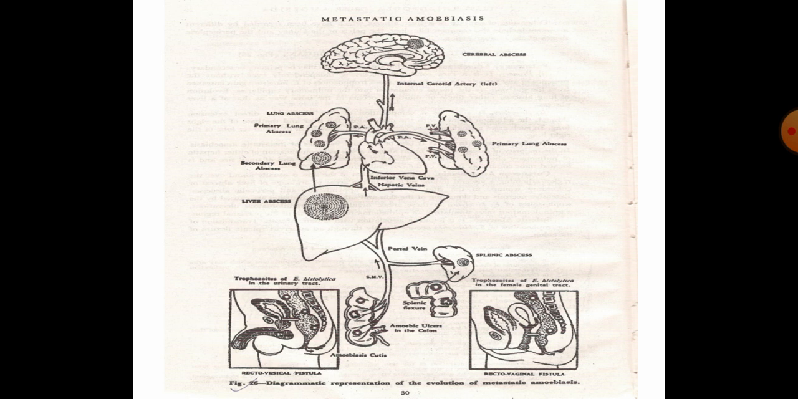Again, this is a picture where you can see that from the intestine it goes into the liver. From the liver, the trophozoites can go into the lungs and cause an abscess there, then into the brain, into the spleen, into the genitourinary regions of both males and females. It can also result in amoebiasis cutis. So this is all about extra-intestinal amoebiasis.